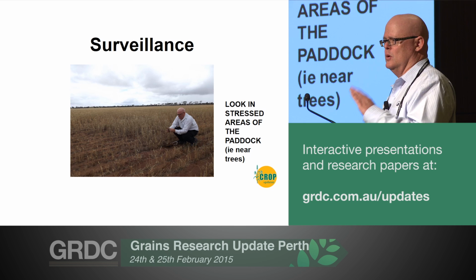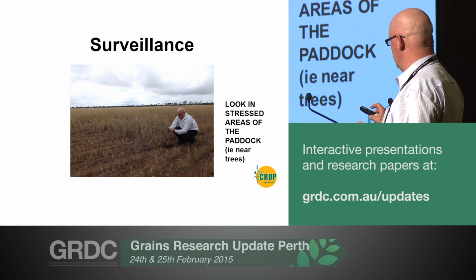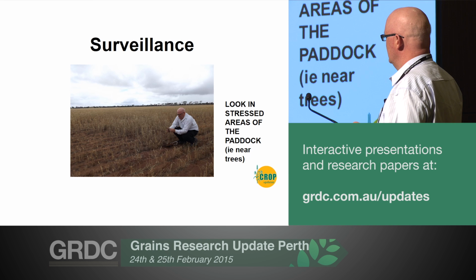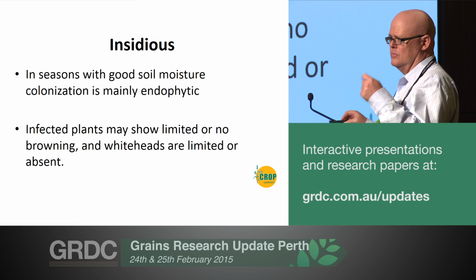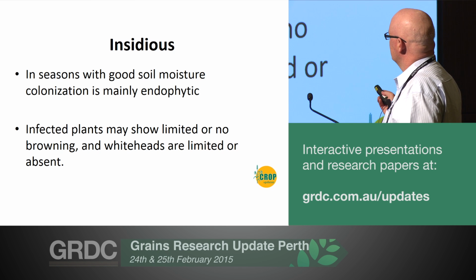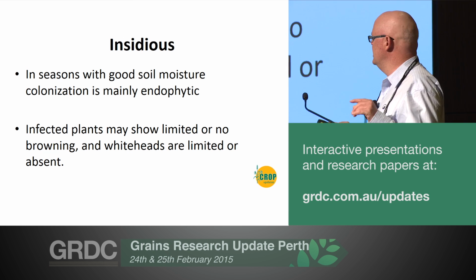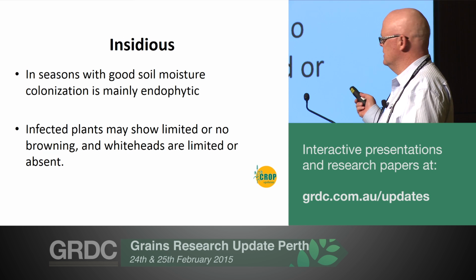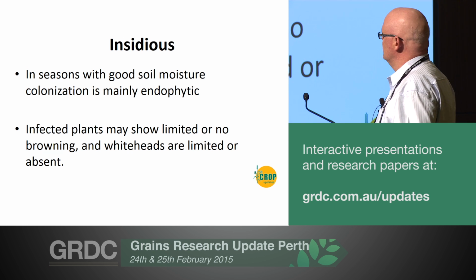And just something for everyone to do: if you're a farmer, work with your agronomists. Agronomists, these are tips for working with the farmers. If you're just doing surveillance, trying to get ahead of where it is and where it's coming in first, it's often areas around trees, where the stress comes in early and so you see the basal browning very badly. Again, I come back to this word insidious. In season with good soil moisture, the colonisation is mainly inside, so it's endophytic. These infected plants could still be present and you won't see basal browning or any of these symptoms, but they are still actually infected.